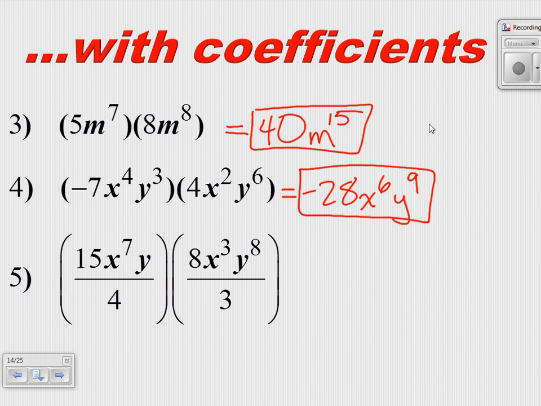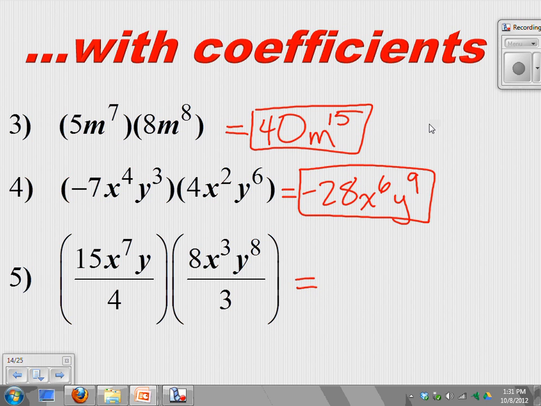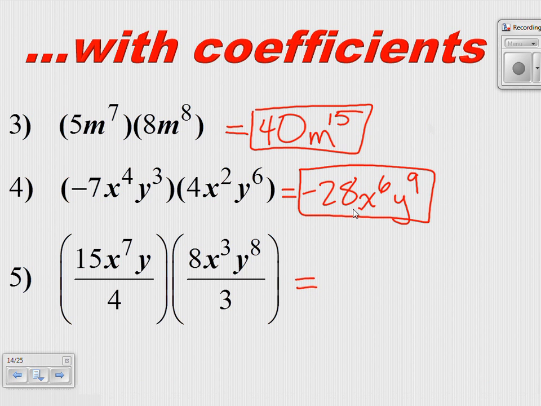For number 5, you're multiplying fractions. And what you could definitely do, just whenever you multiply fractions, is you can cross cancel. So if you notice, you see the 15 and the 3. You can cross cancel. 3 goes into 15 and into 3. Therefore, the 15 becomes a 5. The 3 becomes a 1.